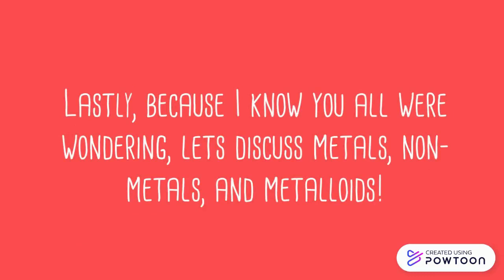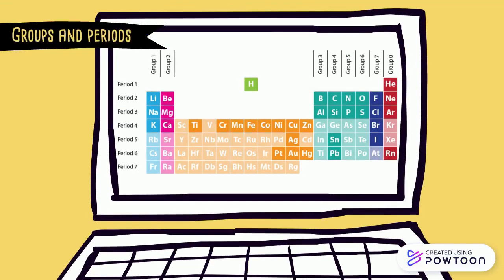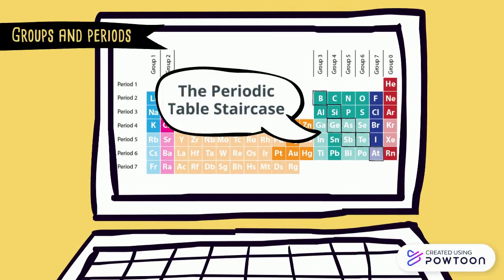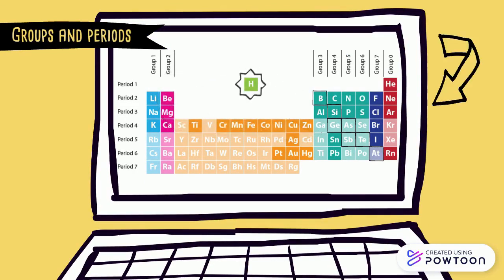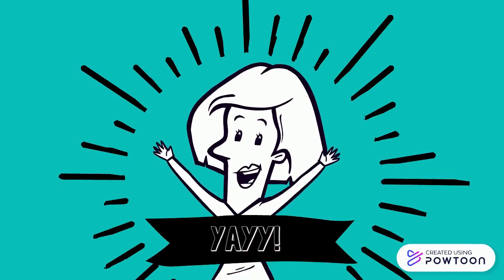Lastly, because I know you all were wondering, let's discuss metals, nonmetals, and metalloids. Metalloids are found along what we call the periodic table staircase. Everything to the right of this staircase, plus hydrogen, are what we call nonmetals, and everything to the left of this are the metals. This concludes my periodic table introduction video.